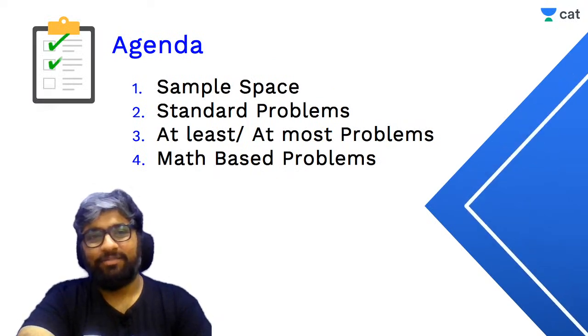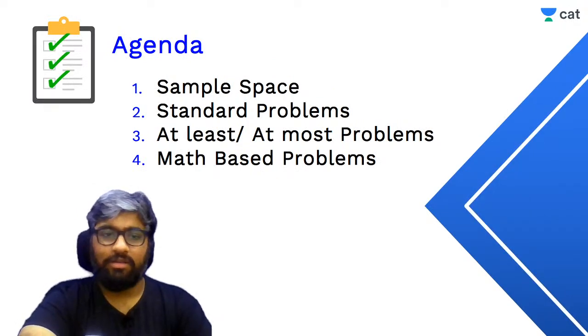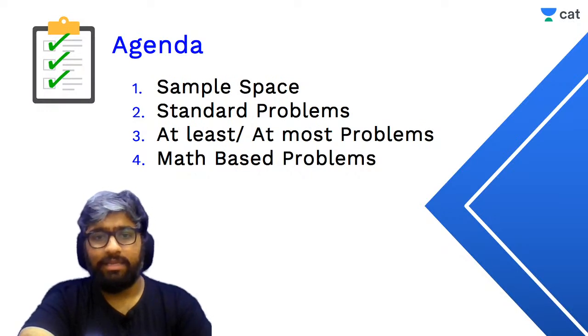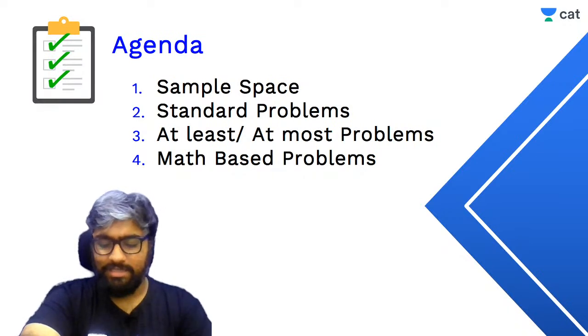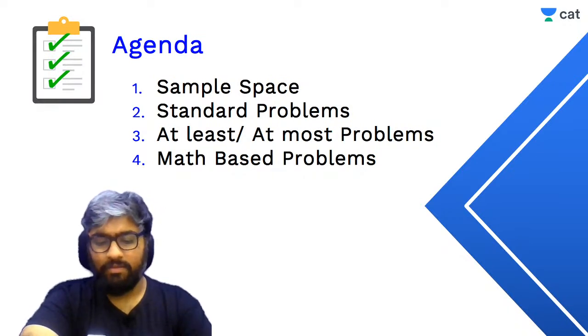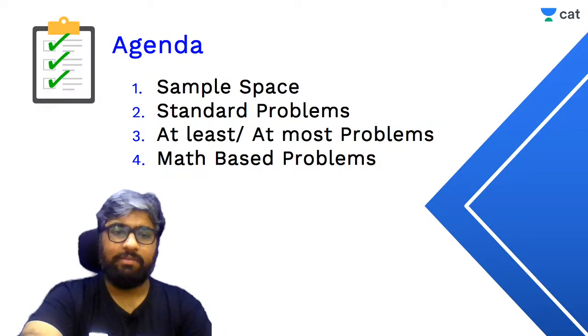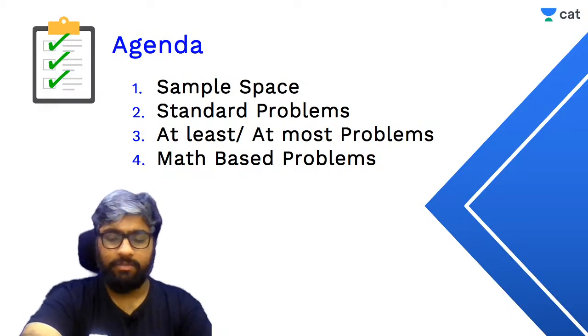This is the agenda. We'll be looking at the sample space for dice being rolled or a die being rolled, works both ways. We'll be looking at some standard problems. We'll be looking at some at least and at most problems, and most of them will be math based, right? Since this involves numbers, yes, this involves numbers. We will be looking at math-based problems more predominantly.